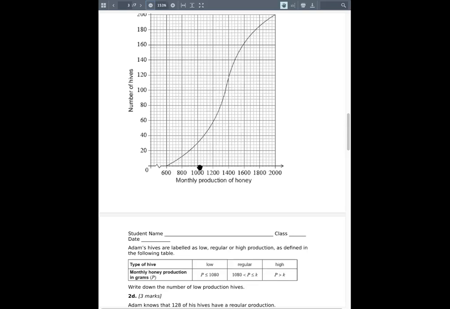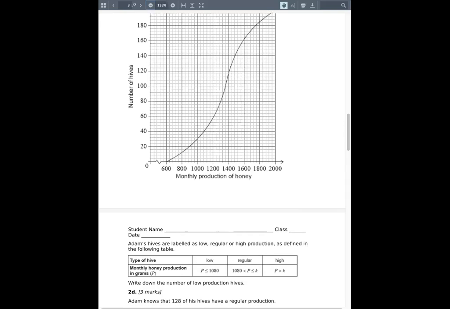So since it's 1080, it should be 2 boxes from 1000. So 1040 and then 1080. So if it is 2 lines after 1000, go up and it should hit 40. So it should be 40 hives should be your answer for low production hives.